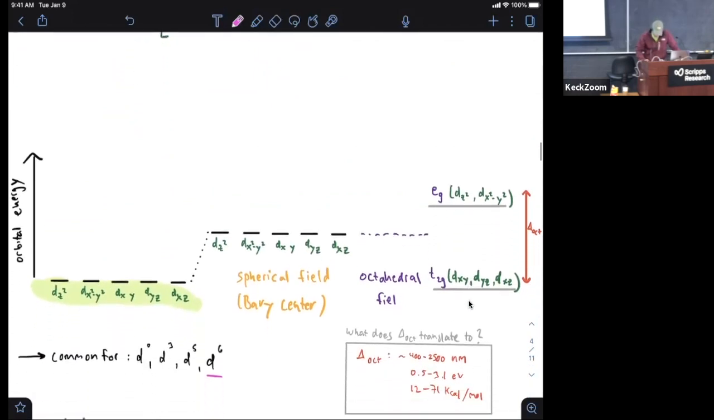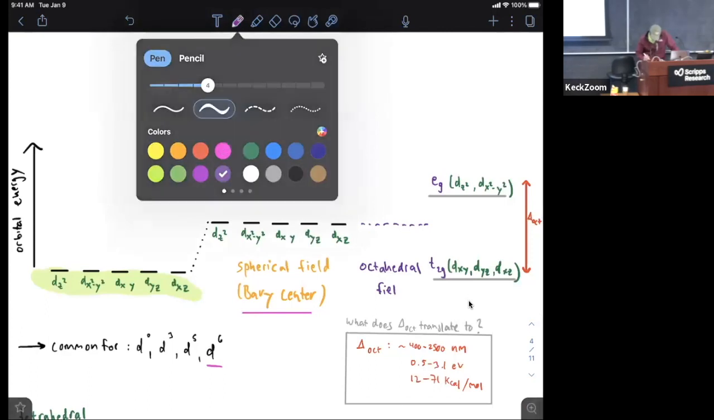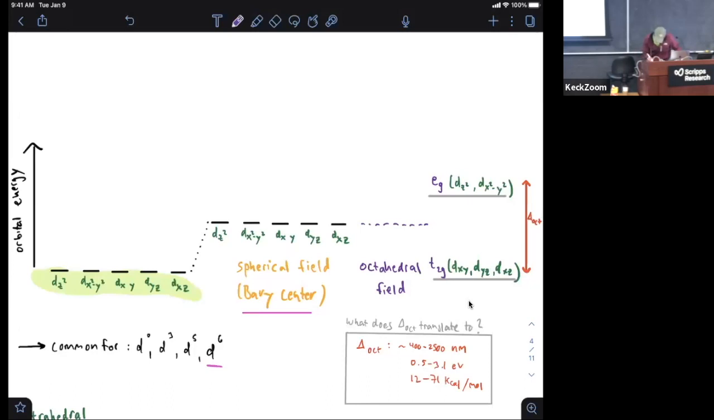Okay, so let's consider now what the actual consequences of the octahedral ligand field are. So in the absence of any applied field, we know that these 5 d orbitals are degenerate. Then we can apply a spherical field, which is called a barycenter. And again, because the applied field here is spherical, all of the orbitals involved experience it the same way. And so they all go to higher energy. But then if we instead apply an octahedral field, I just gave you a preview of this, we saw that the dz squared and dx squared minus y squared orbitals go to high energy, whereas the other 3 orbitals are less affected.